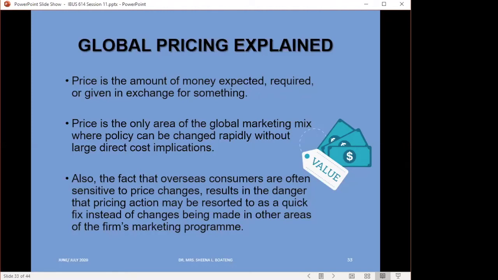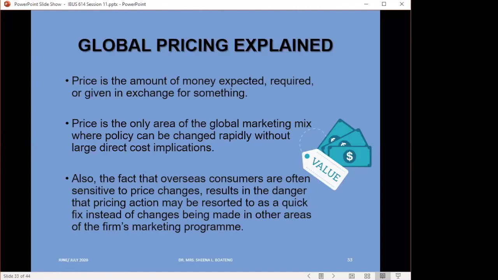It is very dangerous for marketers to resort to quick price actions to fix the problems they are having in global marketing rather than fixing the root cause. And this is largely because prices can be rapidly changed without any direct cost implications. So if sales of a product drop, rather than thinking about whether the reason could have been the product formulation or the promotion, global marketers may be tempted to lower the price, given that it can be rapidly changed, rather than thinking about the root cause of the problem.